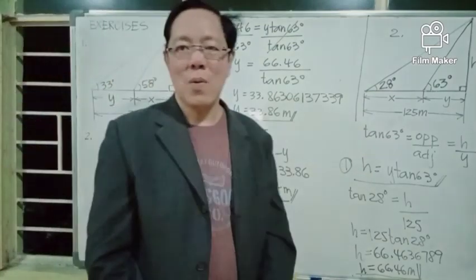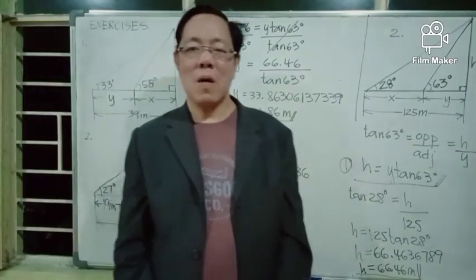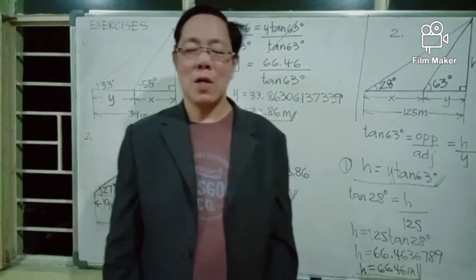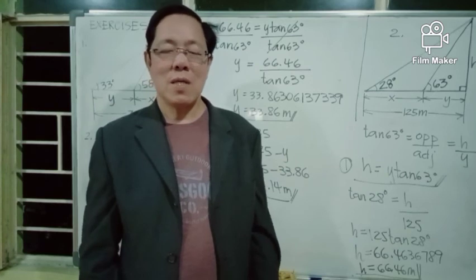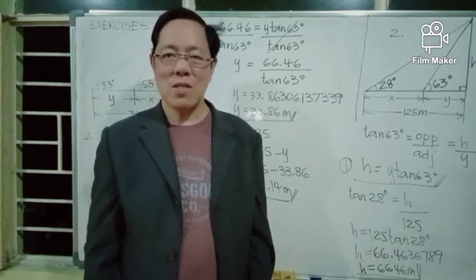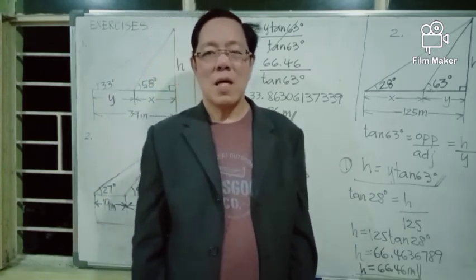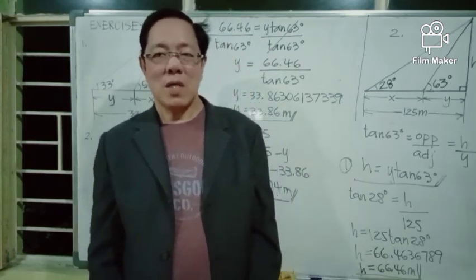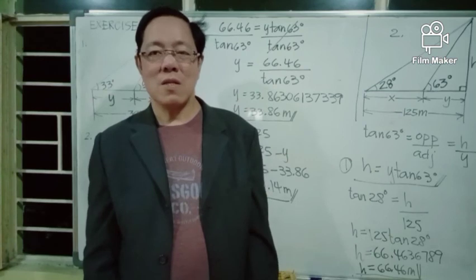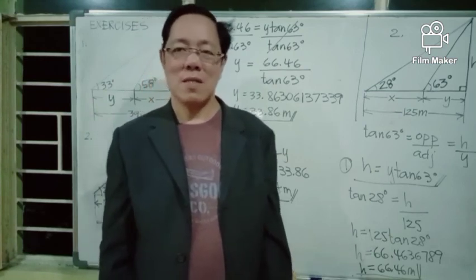And that completes our lesson for today. We will have more examples for solution of right triangles. In this example, we only made use of the tangent function, but in the next examples, we will use other trigonometric functions as well as the Pythagorean theorem and triangle sum theorem to solve right triangles.